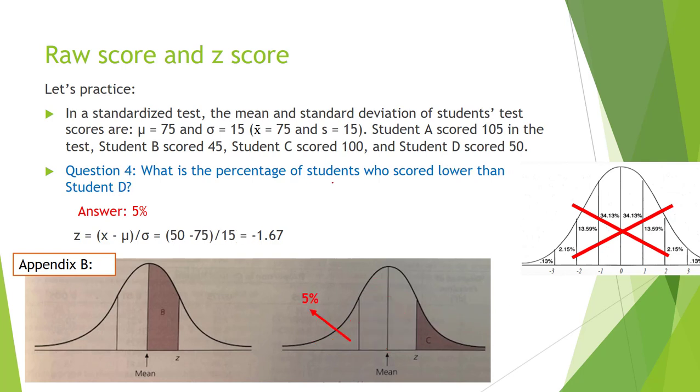Let's do one more question. So student D scored 50. If I'm going to convert this student's raw score into a Z-score, that will be 50 minus 75 divided by 15, which will be negative. This number is negative. Negative means what? The Z-score will be below the mean, or to the left-hand side of the mean. Let's say it's right here, okay? Here is student D. And then my question is, what is the percentage of students who scored lower than D?